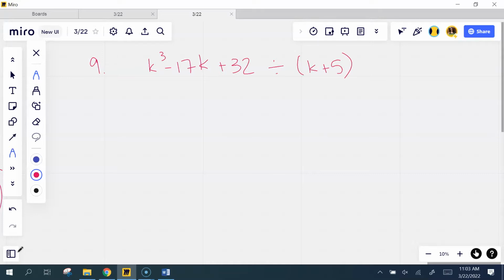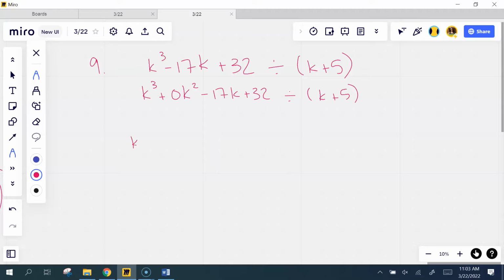All right, what goes outside? And first of all, what do you notice that's different about this one? I'm missing a power of 2. Good job, Cricket. So I need a placeholder, right? I need a 0 placeholder. So this is going to be k to the third plus 0k squared minus 17k plus 32. This one's going to be a step longer because I have just a little bit more there in the numerator. Which one goes outside? Outside. That's right. Yep. K plus 5.